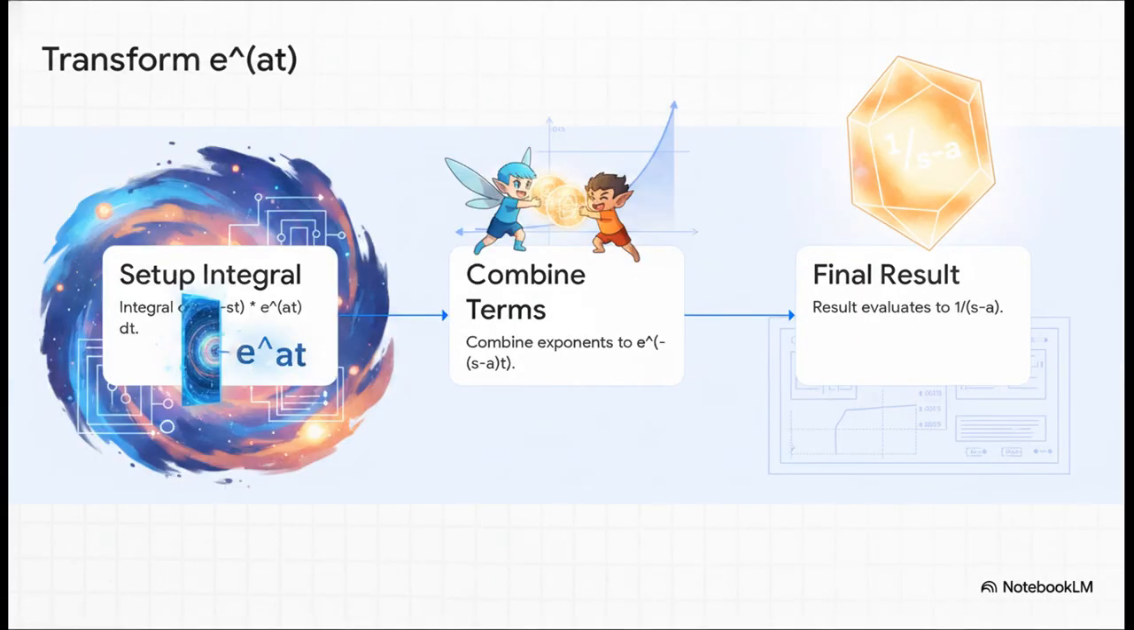Now, doing the exact same process for our next example, let's see what happens with an exponential function. We input e to the power of at, we multiply it by our solvent, and we combine those exponents to get e to the negative t times the quantity s minus a. We process it through those exact same integration limits from 0 to infinity, and just like that, we arrive smoothly at a brand new algebraic expression, 1 over s minus a.